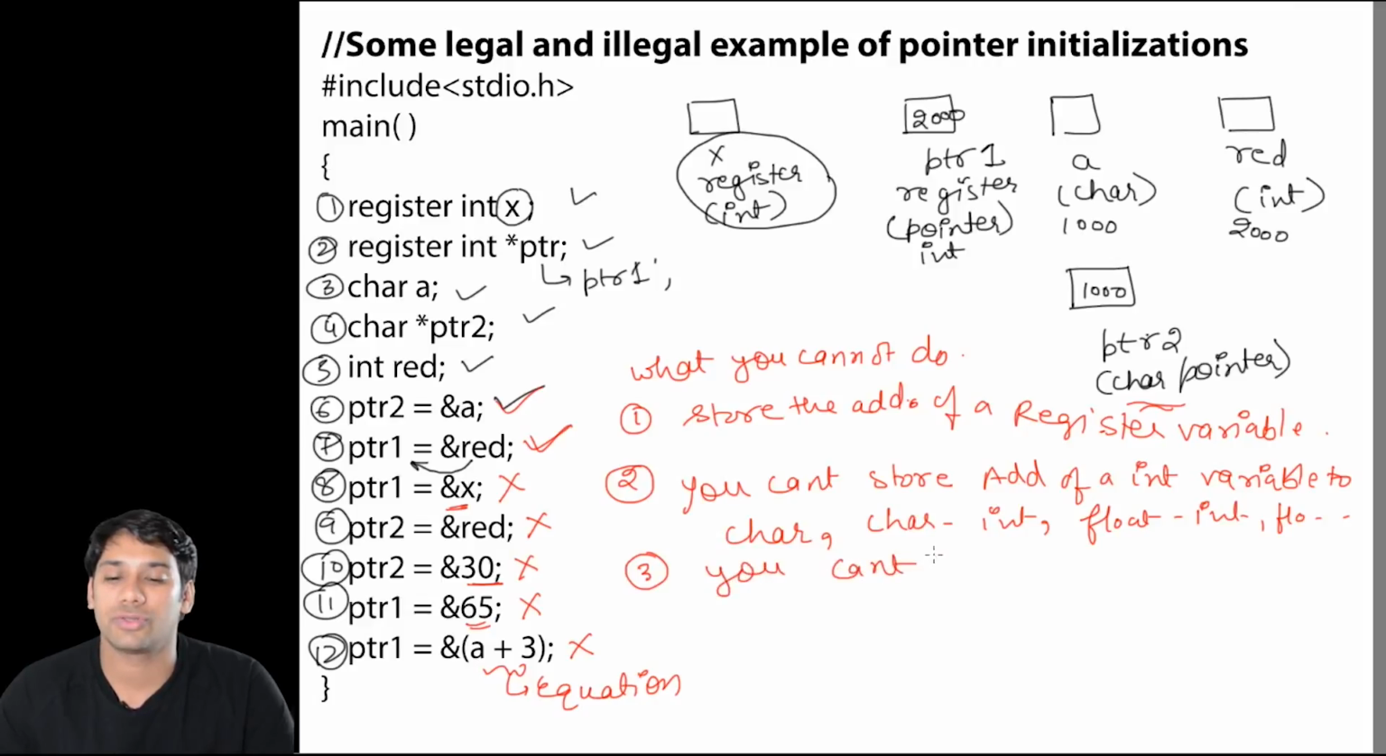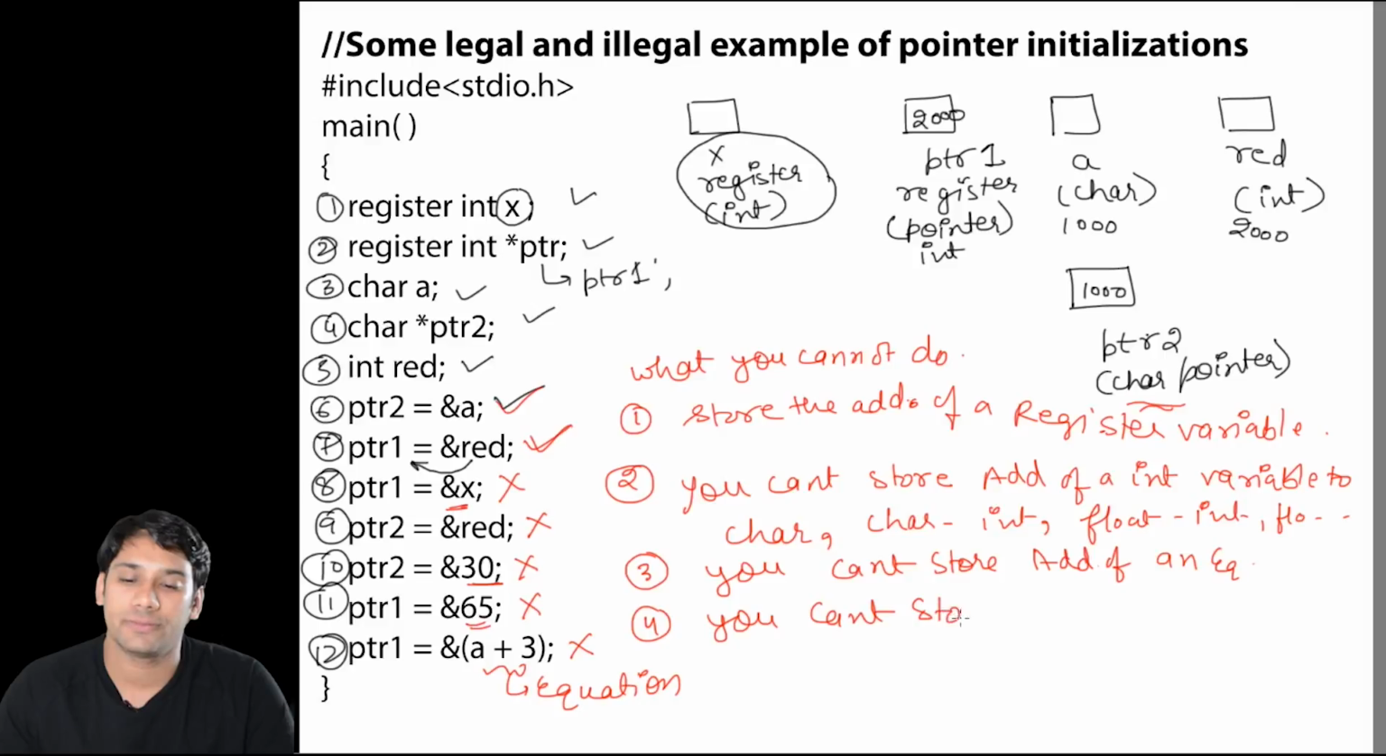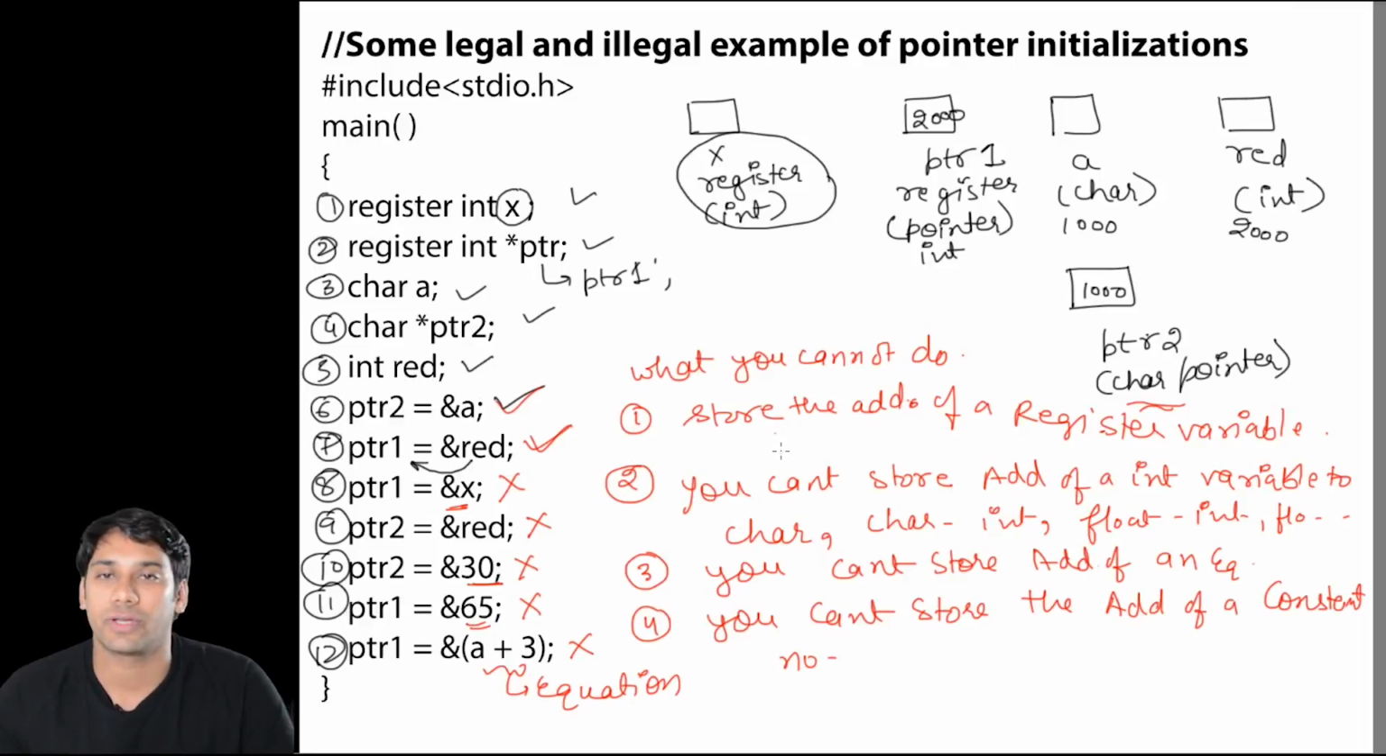And third is you cannot store the address of an equation. And fourth is you cannot store the address of a constant number, like 40, 30 and so on, right? So these are all invalid things. Now let us check more examples on pointers.